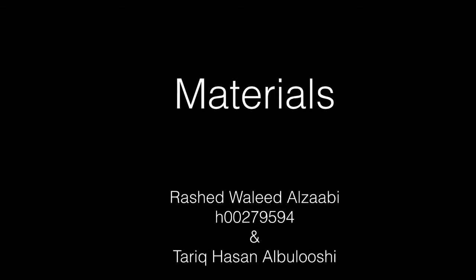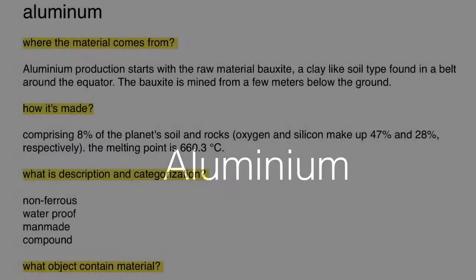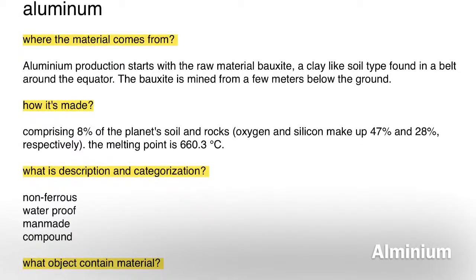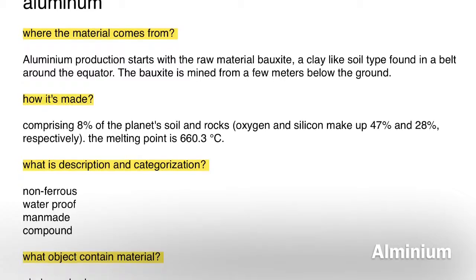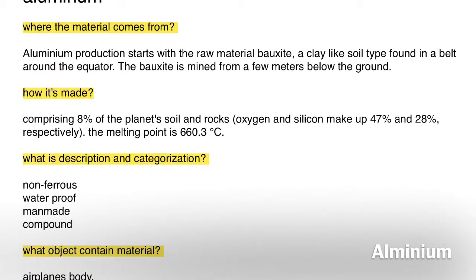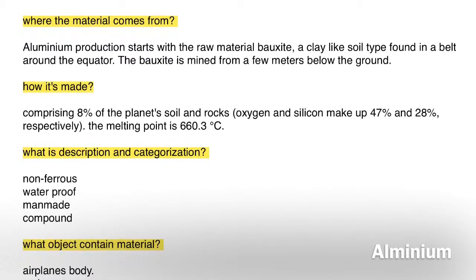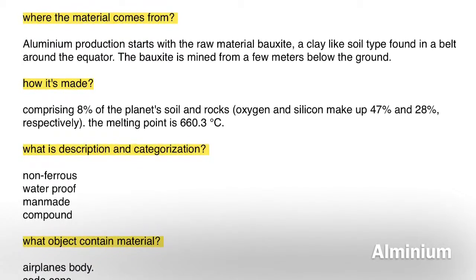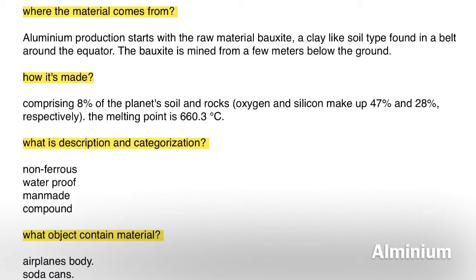the materials. There are 10 types of materials. The first material is aluminium. Where the material comes from: aluminium production starts with the raw material bauxite, a clay-like soil type found in a belt around the equator. How it's made: compressing 8% of the planet's soil and rocks. Oxygen and silicon make up 47 and 28% respectively.